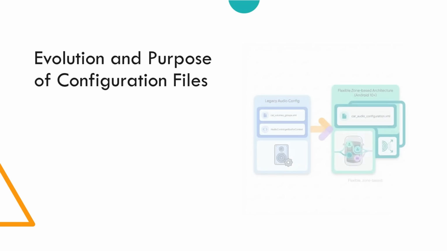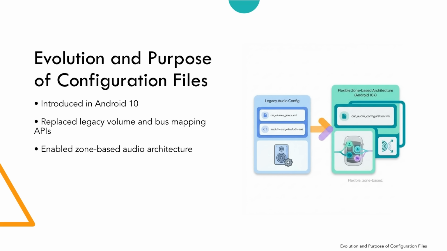To understand where we are, we must look at where we started. In Android 10, the car_audio_configuration.xml file was introduced to replace the older car_volumes_groups.xml and the IAudioControl.getBusForContext method. This was a major shift toward a more flexible, zone-based architecture.